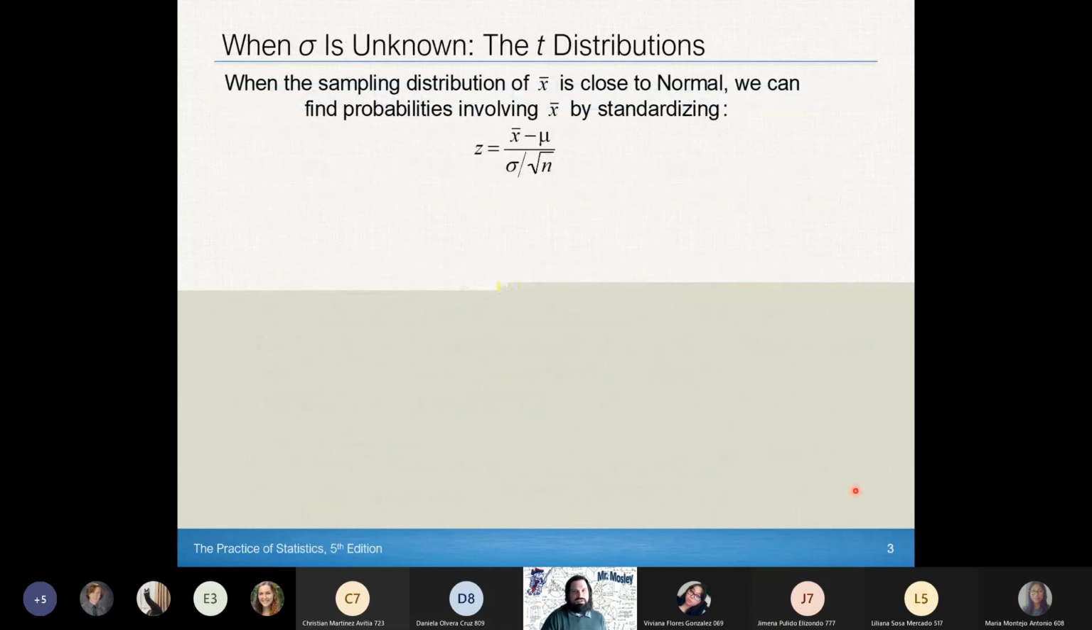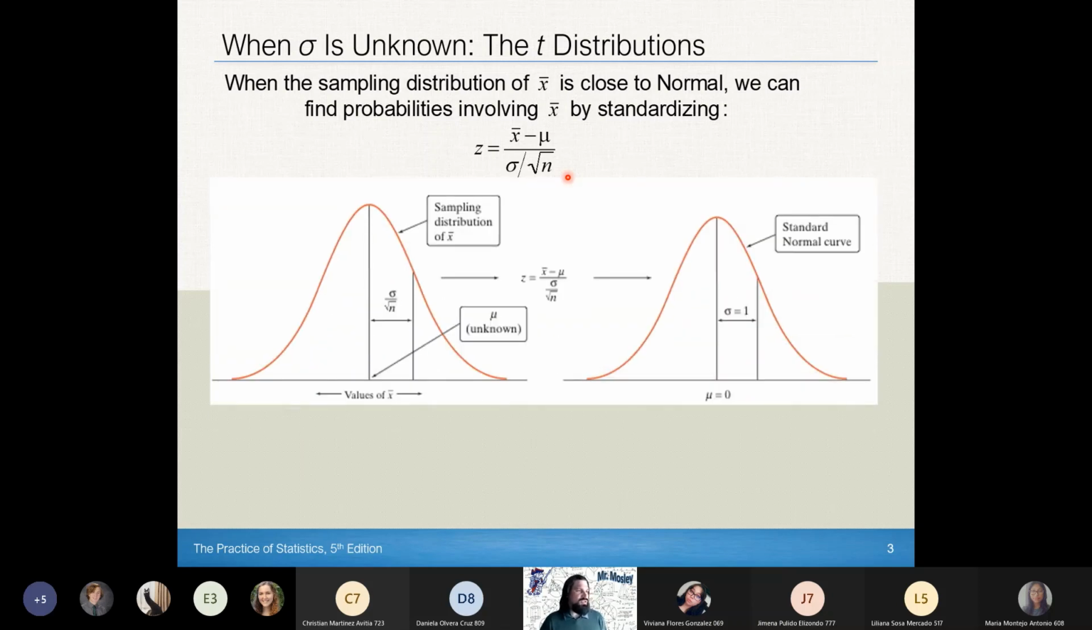So the first thing we start with is our justification for the t-distributions in table B. Right, when the sampling distribution of x bar is close to normal, we can find probabilities involving x bar by standardizing. And this is what we've done previously. We find the z-score for the sampling distribution by taking x bar minus mu divided by sigma divided by the square root of n. This is implying we know the mean and we know sigma. We start with our sampling distribution, we standardize, and we get our standard normal curve, and that allows us to do normal calculations.